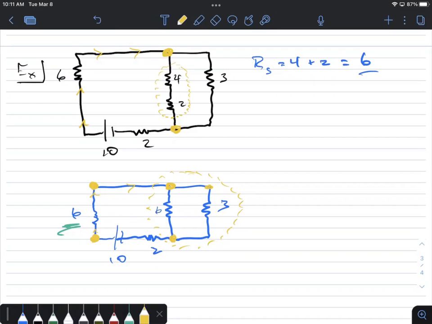So again, I leave the 6 alone, it's on the left, and I only mess with the set that is in parallel, which is the 2 on the right. So I say, okay, parallel, 1 over R parallel is 1 over 6 plus 1 over 3, which is 1/2. However, again, I have to flip it to get the actual answer. R parallel is 2.